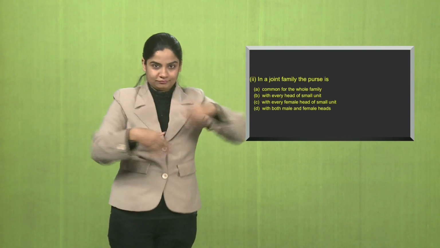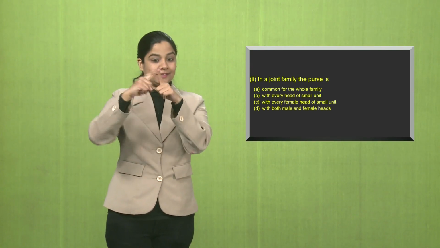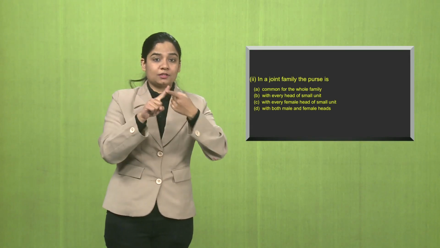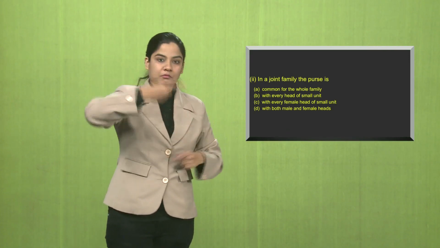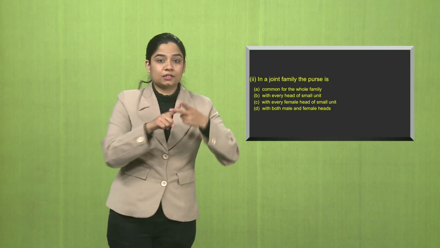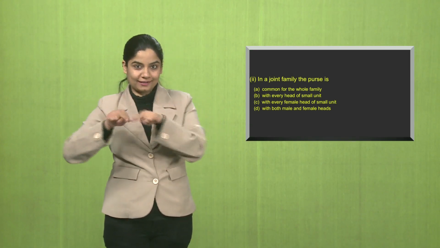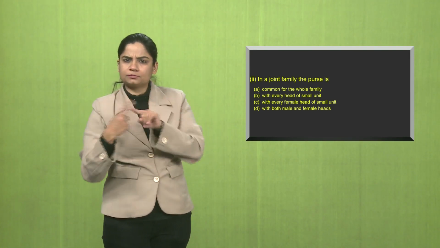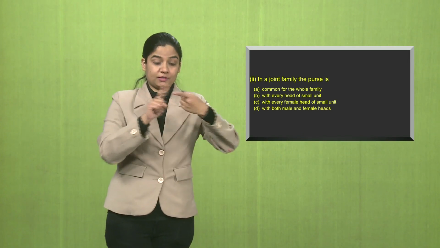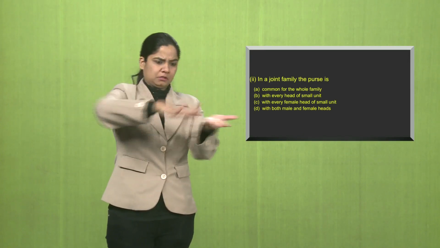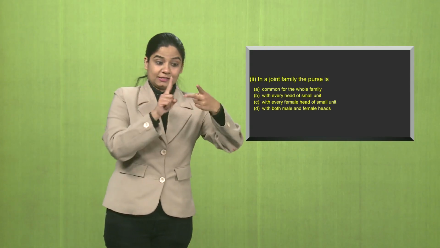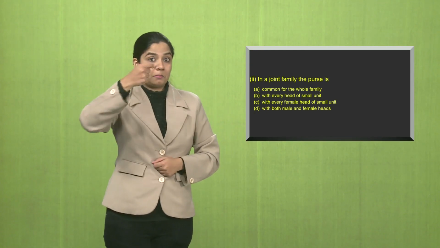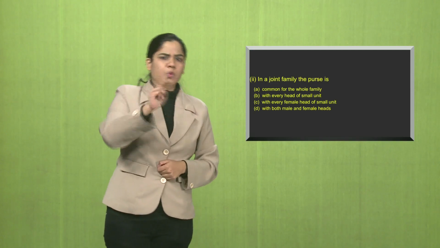Part 2 of question second, relating to joint family again. In joint family, the purse, the money, is where can you get the money from? Who is using that particular money in the joint family? First is common for the whole family. It's common, everyone divides it. Second is every male head of small unit. Third is female head of small unit. Fourth is both male and female heads.